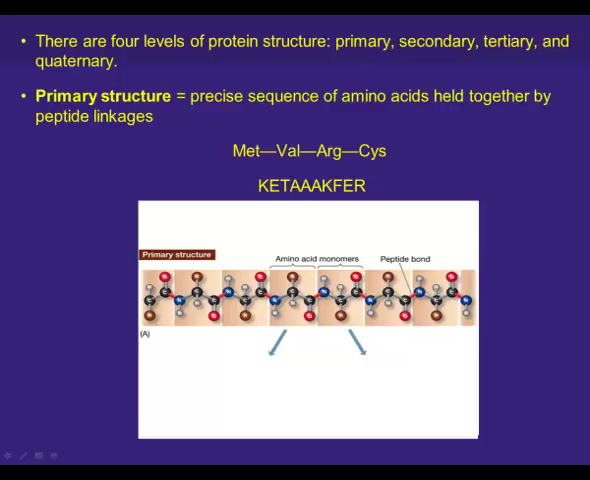So let's take a look at some examples of primary structure in a protein. As I said before, this refers to the precise sequence of amino acids. And this can be written in a couple of different ways. Sometimes you'll see it written as is shown here in a 3-letter code, where each of these 3 letters stands for a different amino acid. In this case, this is a 4 amino acid chain, which consists of methionine, valine, arginine, and cysteine.